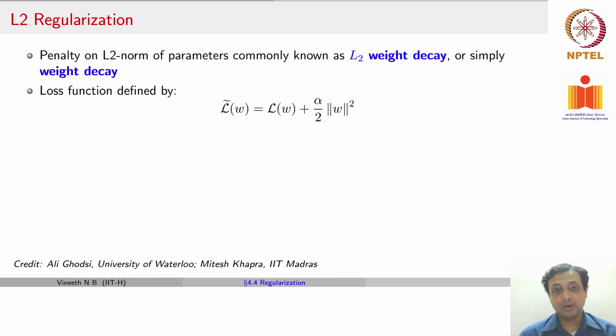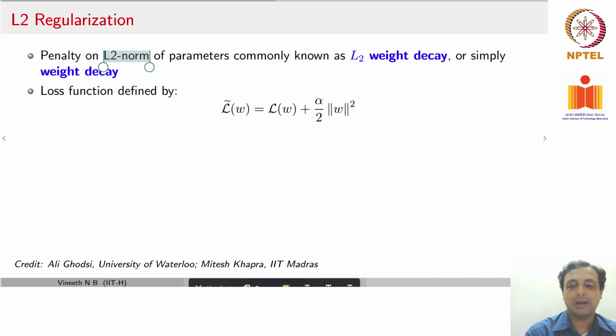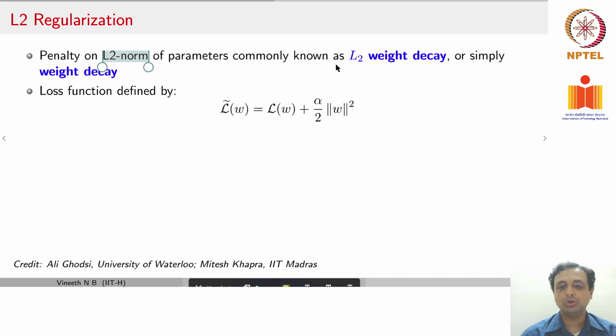The most popular regularization method for training not just neural networks, but even other machine learning models, is known as L2 regularization, which imposes a penalty on the L2 norm of the parameters, which is the reason it's also known as L2 weight decay or simply weight decay. In this case, the loss function that we have for a neural network is appended by another term which has the L2 norm of the weights.